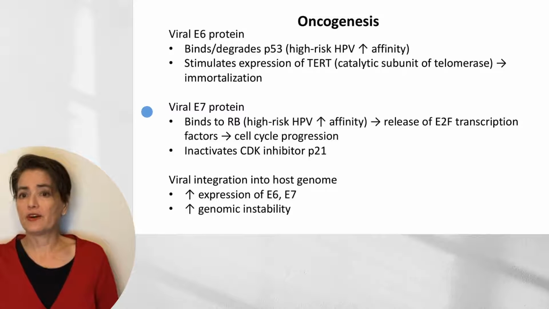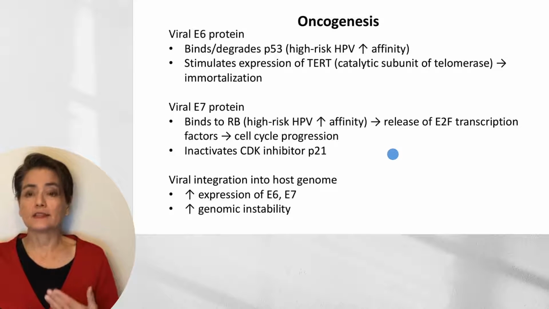Now the second protein is a viral E7 protein, and what it will bind to is RB. Again, high-risk HPV has a greater affinity for RB than what we see with low-risk HPV. When the E7 protein binds RB, it's going to cause release of the E2F transcription factors, which will drive through the cell cycle. The other action of viral E7 is to inactivate the cyclin-dependent kinase inhibitor P21. Now remember, it is our cyclin-dependent kinases and our cyclins that drive us through the cell cycle. So when we remove this inhibition, that's going to further drive the cell cycle progression.